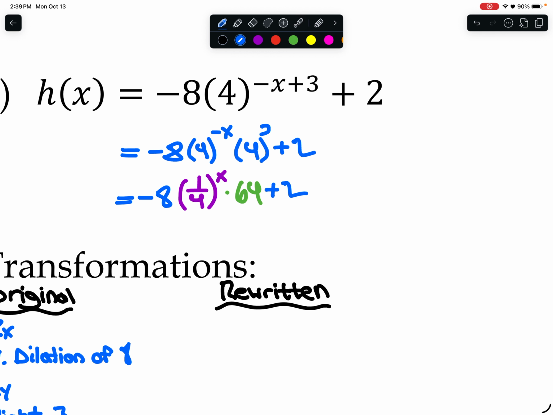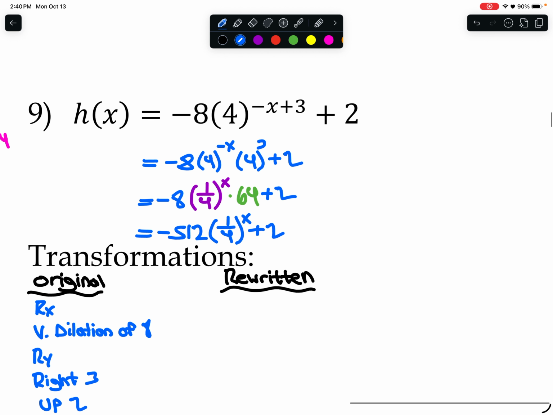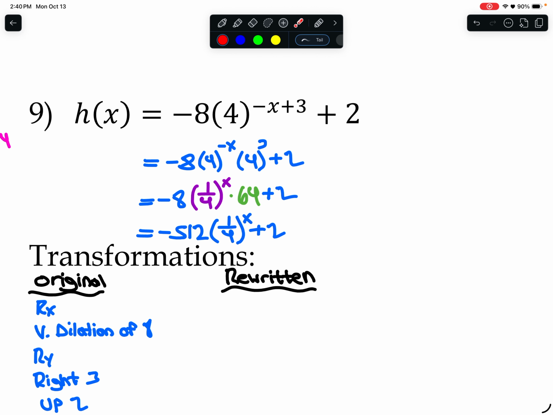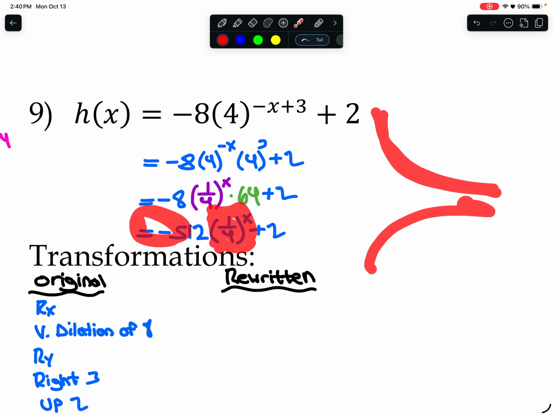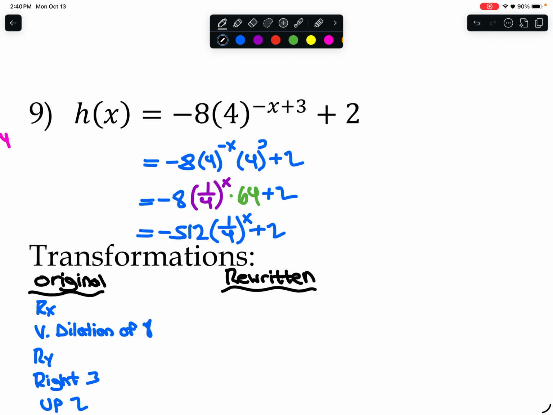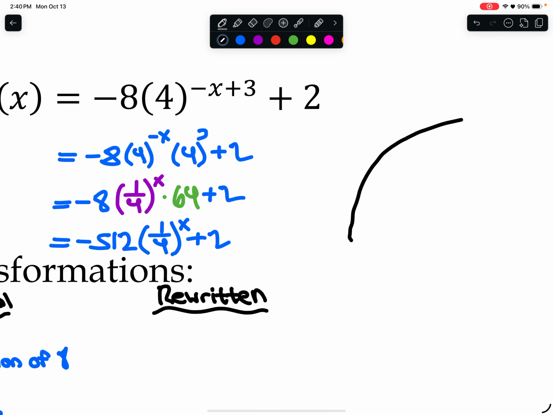So now I want to multiply my 64 and -8. Those are going to become -512, parentheses, 1/4 raised to the x, plus 2. When I look at this shape, I'm going to have a decay, since I have a 1/4 here. So it's going to look generally like something like this. But then I have a reflection over the x-axis, which means that now it's going to go something like this. So my graph is going to follow this shape.